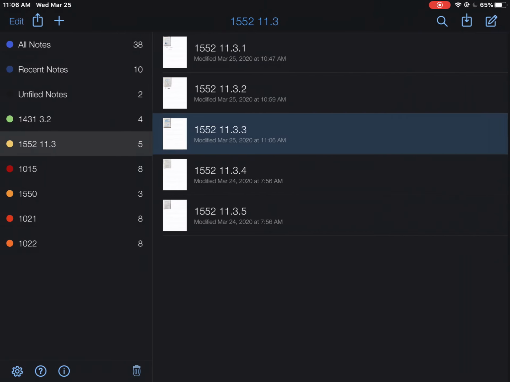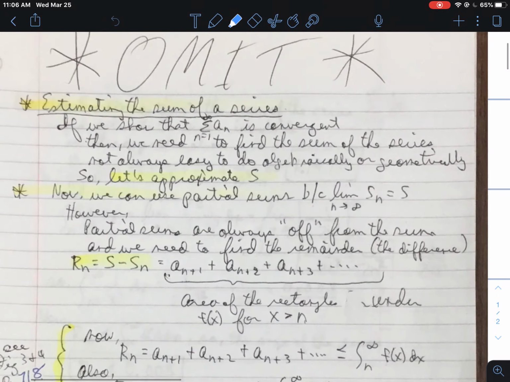The last couple of pages of notes have to do with that approximation, so estimating the sum of a series. I'm not going to get into that. I'll spare you some of this, but if you have nothing better to do Friday night, you're bored, or really any time now since we're all locked inside, feel free to read through that.